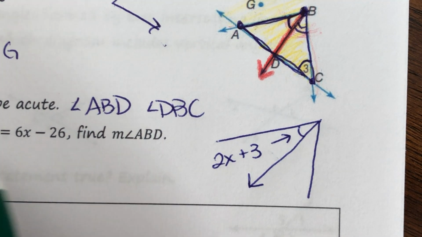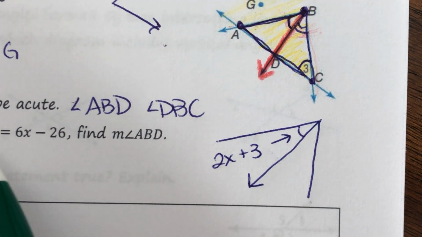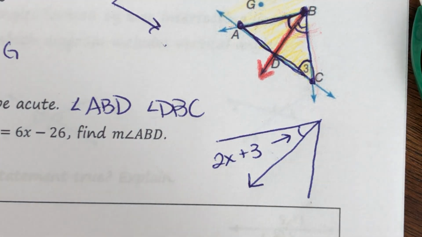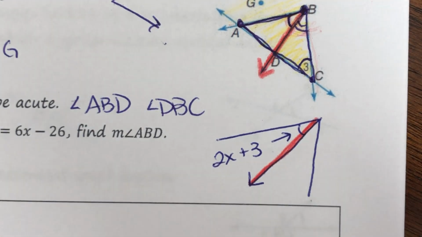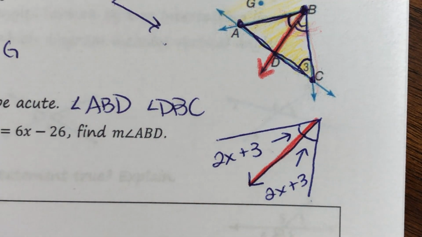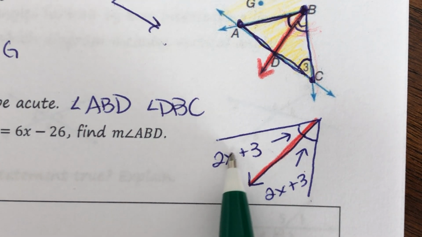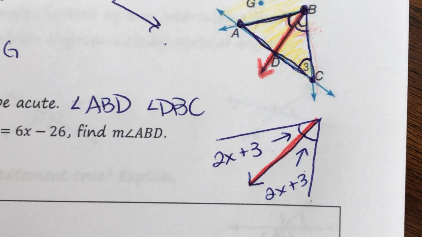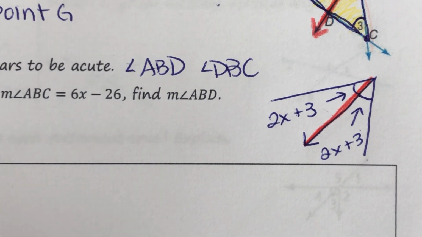And then the entire angle ABC, the whole thing, is 6x minus 26, right? If this line, which I'll make red just like the top one, cuts the entire angle in half, then doesn't that mean this bottom guy has to also be 2x plus 3? It doesn't tell us that. It tells us that's what the top is, but the top and the bottom have to be the same. So I know each of these is 2x plus 3, and the entire angle ABC is 6x minus 26. So I'm going to use that information to do a little math and solve.